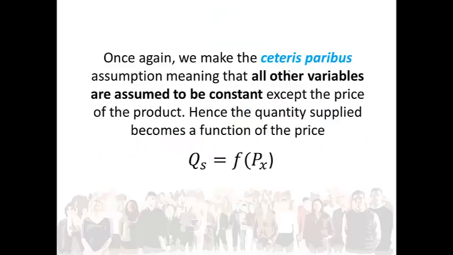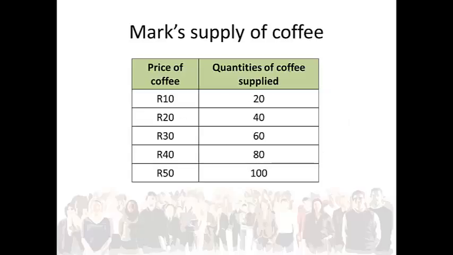Once again, we make the ceteris paribus assumption, meaning that all other variables are assumed to be constant, except the price of the product. Hence, the quantity supplied becomes a function of the price of the product. This table, called the supply schedule, shows the quantity of coffee that Mark will supply. We can clearly see that as the price of coffee increases, the quantity of coffee supplied will also increase. This makes sense. As a producer, Mark is willing to supply more as the price of coffee increases because he gets more revenue. Let's draw Mark's supply curve.